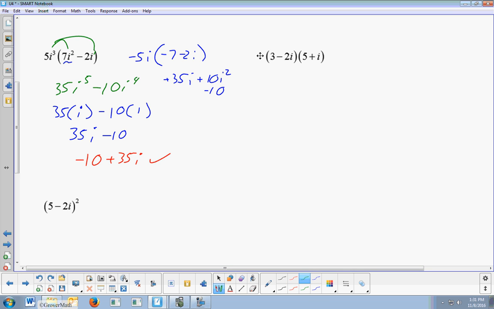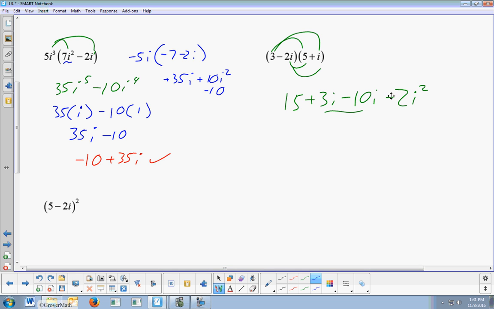Here, this is FOIL, distribution, whatever you want to call it. But again, it's a binomial times a binomial. So I've got to distribute all of these terms into all of these terms. Since it's 2 by 2, I'll end up with 4 terms, but then I have like terms from there. So 3 times 5 is 15. 3 times i is 3i. Negative 2i times 5 is negative 10i. Those are like terms that will be combined. And negative 2i times i is negative 2i squared.